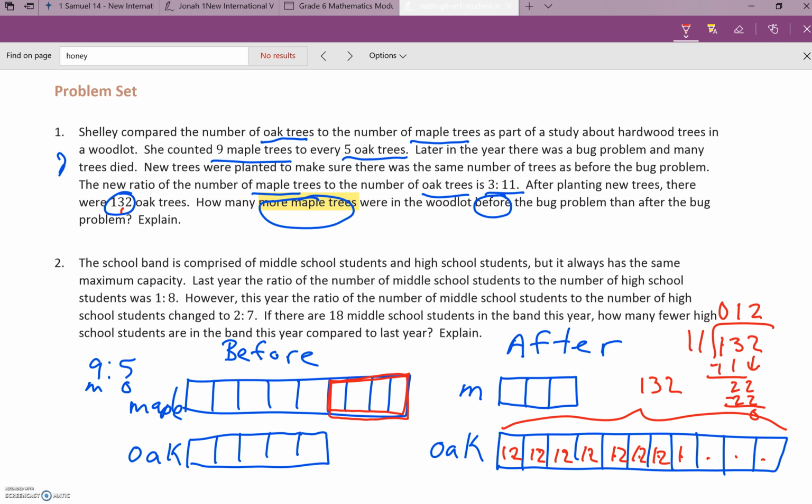Since they planted the same amount of trees as there was before the bug problem, that means all of these boxes are also equal to 12. So here, these boxes are 12, and I am looking for 4 groups of 12, so that is 12 times 4. So I will have 48, and I need that label, so I need to put maple trees. There were 48 more maple trees in the woodlot before the bug problem than after the bug problem. All right, my explanation, since it says explain, is my work down here. Since it's labeled nicely, I can follow it.